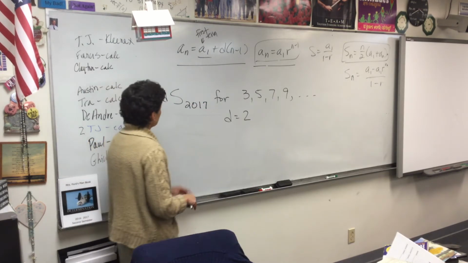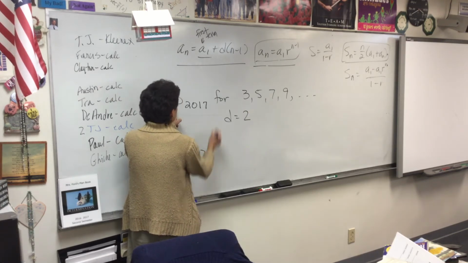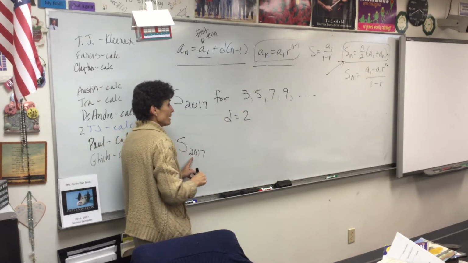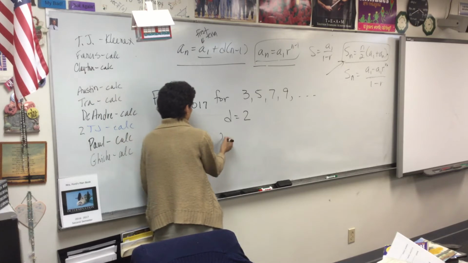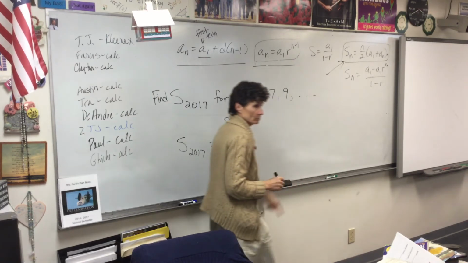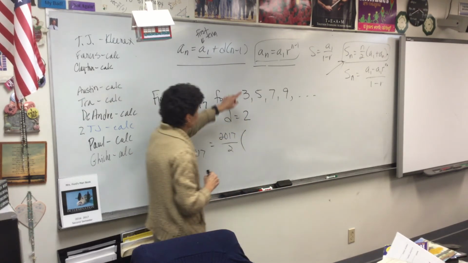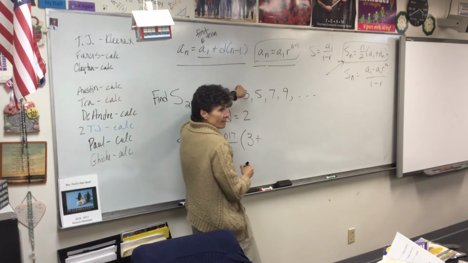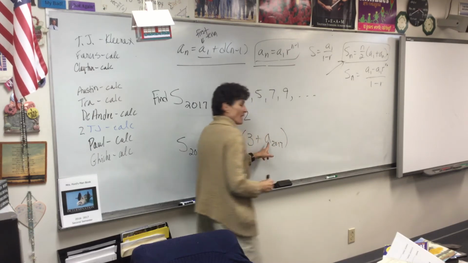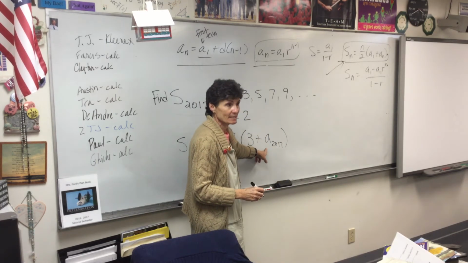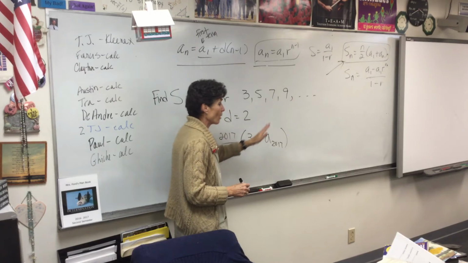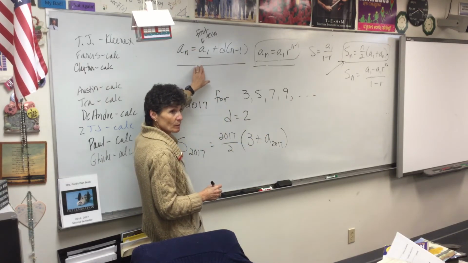Right? So here we go. S sub 2017. Here's my formula. Now what's my n? So it's 2017 over 2. Formula says n over 2. And then in parentheses, first term is 3 plus, shoot, I don't know what that is. That would be the 2017 term. If I kept going, I'm not keeping going. So I'm going to figure that out using this one.